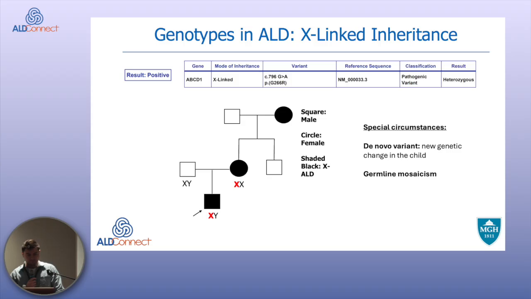There are some exceptions to the inheritance being passed down from generation to generation. One of those is called a de novo variant. You may have heard that term thrown around, but what that means is a new change to the child. There's another term called germline mosaicism, which is a little bit more complex and also exceedingly rare, that I don't think I have time to go through.